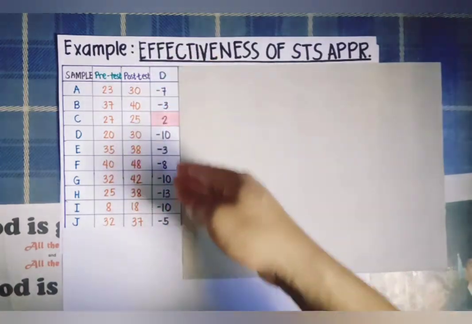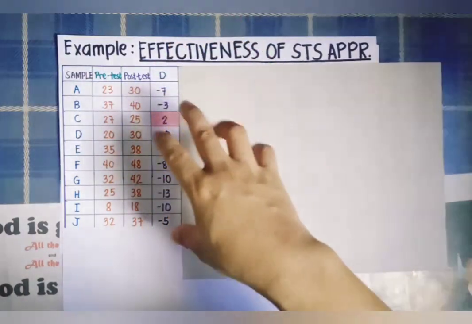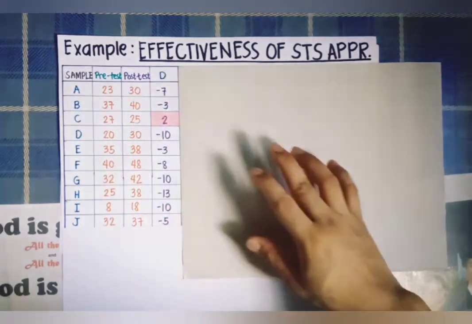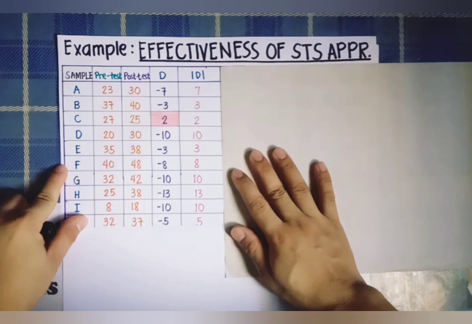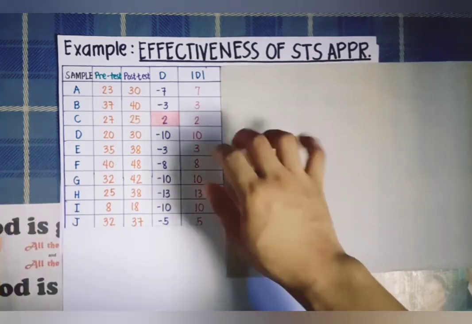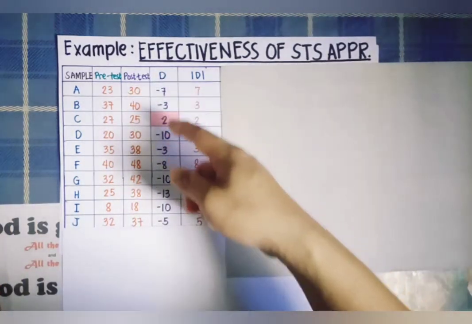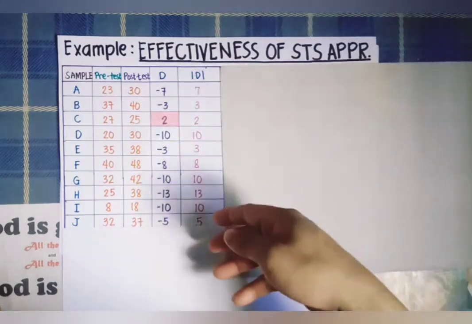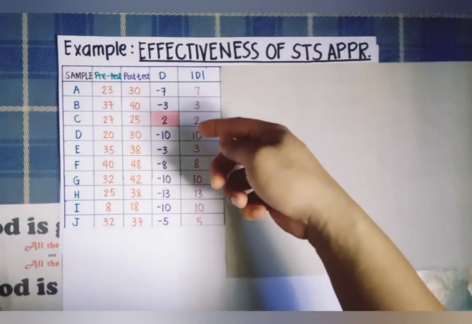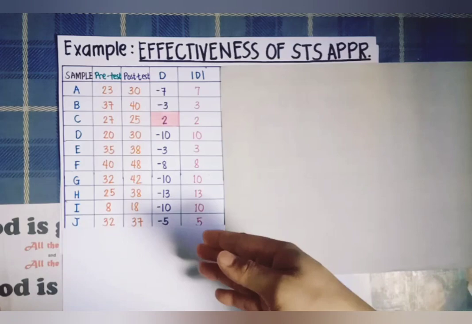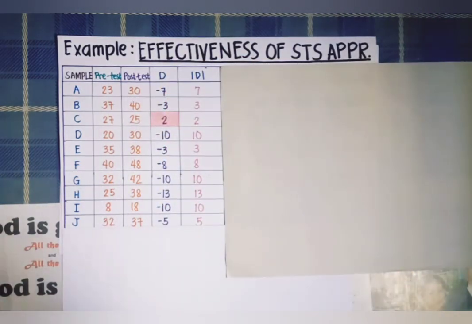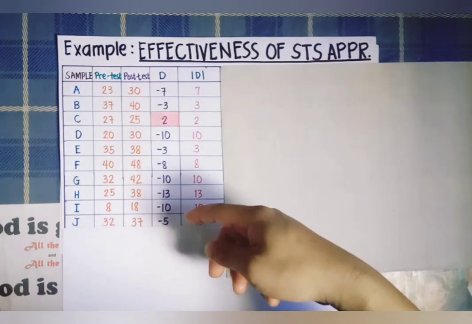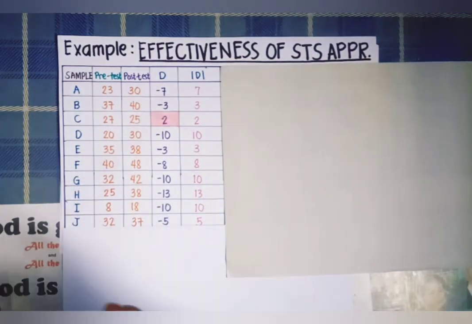Now, right after we get the differences, we are going to obtain the absolute value of these differences, and we will now have this new column, the absolute value of the differences. So all of the negative numbers that we have here will now turn into positive numbers. So we will have here 7, 3, 2, and so on and so forth. And after we get the absolute value of these differences, we are going to rank these values. Now, in ranking, the higher the number, the higher the rank. The smaller the number, the smaller the rank.